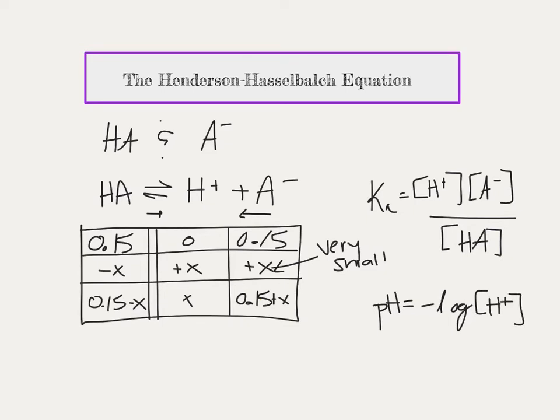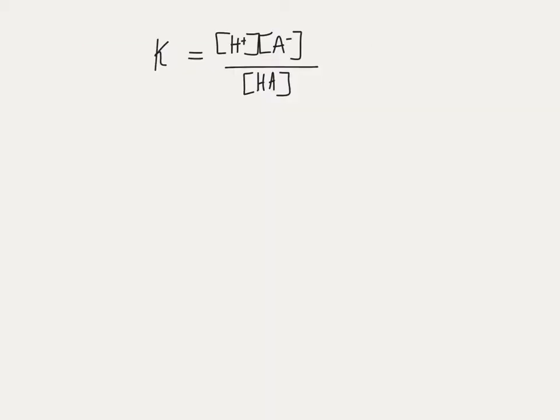In fact, if you take our original Ka expression and do a little of math magic to it, we can come up with a much more useful way of solving this problem. Starting with our equilibrium constant expression for our acid, we can take the log of both sides. Now, this may not seem like much right now, but we can start to see a few patterns that get to be pretty interesting.